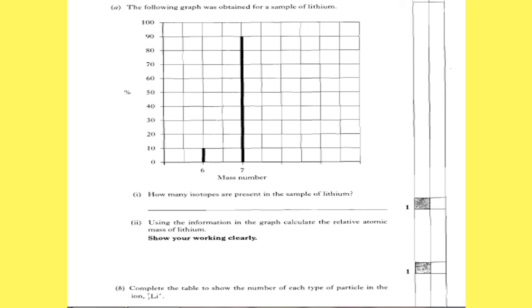Now, the first question asks how many isotopes are present in the sample of lithium. To answer this question is actually really simple. All you need to do is count the number of lines on the graph. So we've got one line here and a second line there. That means there are 2 isotopes. That's all you need to do to answer that question.